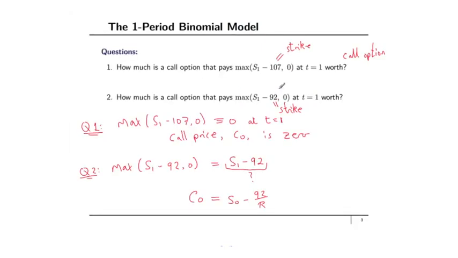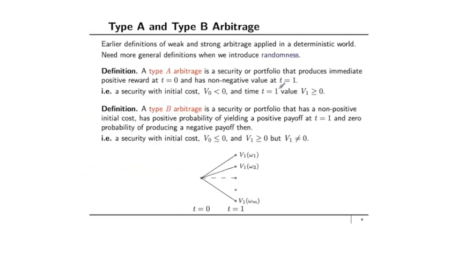Okay, in order to answer that, I actually need to introduce, first of all, some ideas of arbitrage, type A and type B arbitrage. And we're going to need these more general definitions. These are more general than the earlier definitions of weak and strong arbitrage that we used in the deterministic world. We're going to need them because we're introducing randomness into our models. So we have the following two definitions. A type A arbitrage is a security or portfolio that produces immediate positive reward at t equals 0, and it has a non-negative value at t equals 1.